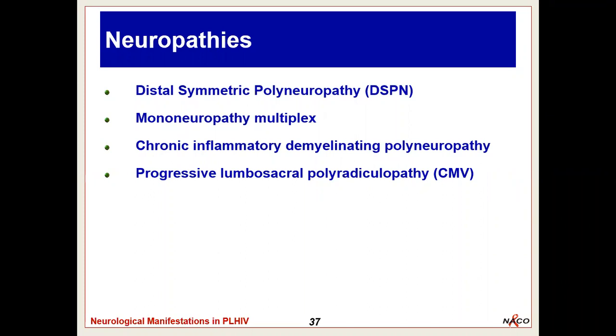Then again, neuropathies one can have. HIV per se can lead to neuropathies. There are 4 types you can see. Please don't worry, there are so many details in this presentation, but what you should focus on is the first, distal symmetric polyneuropathy, which is the most common form of neuropathy. But it's still good to remember the others, which are mononeuropathy multiplex, chronic inflammatory demyelinating polyneuropathy, and progressive lumbosacral polyneuropathy. But what is most common is the first one, distal symmetric polyneuropathy. Next, please.